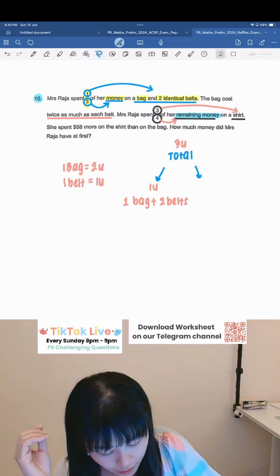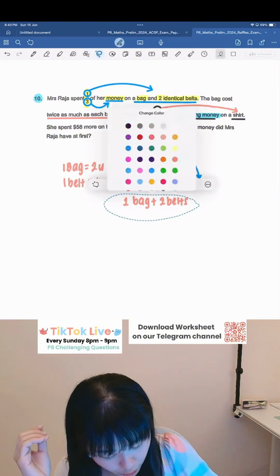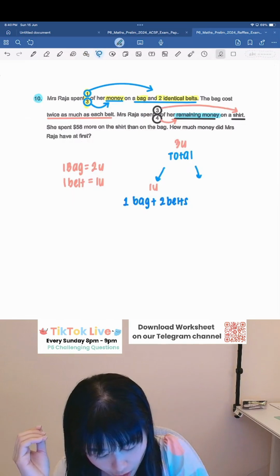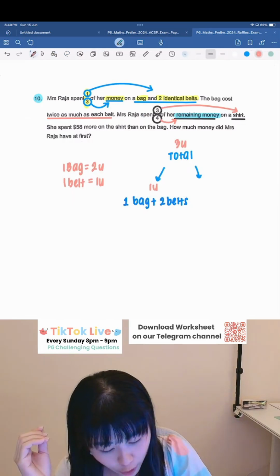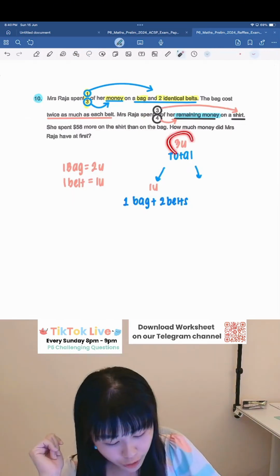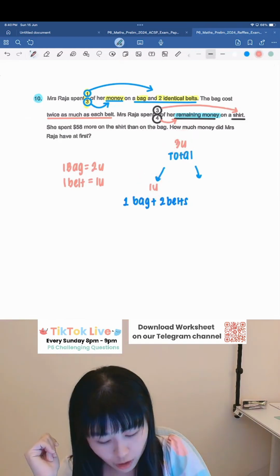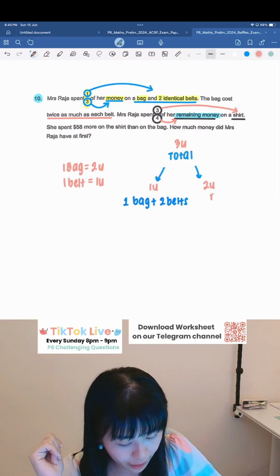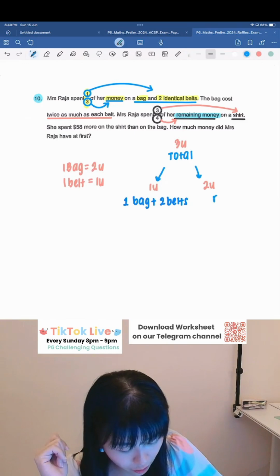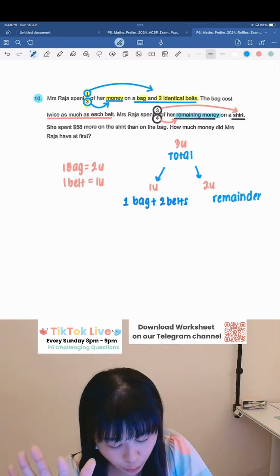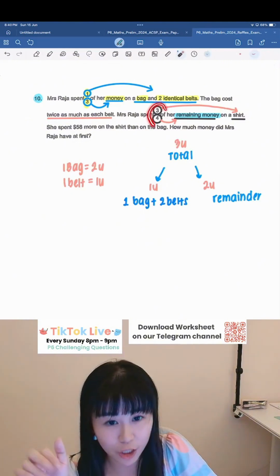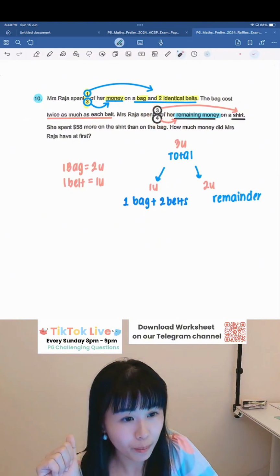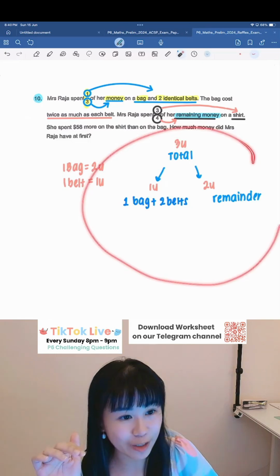Let me change color for this so it's a bit more consistent. Then when you continue the branch, 3 minus 1, you will get 2 units, which is your remainder. After you finish this branch, now move on to the next fraction here. P5, actually, you will be tested on this also, so good that you are here.